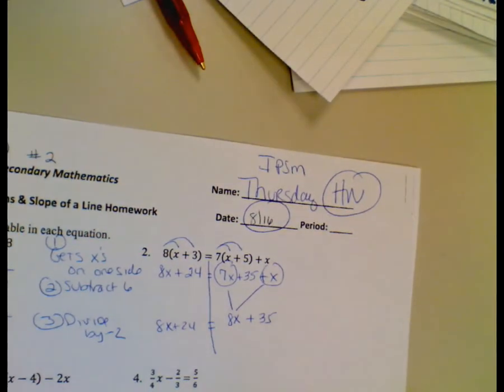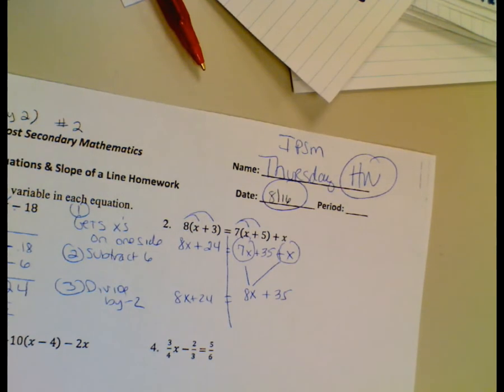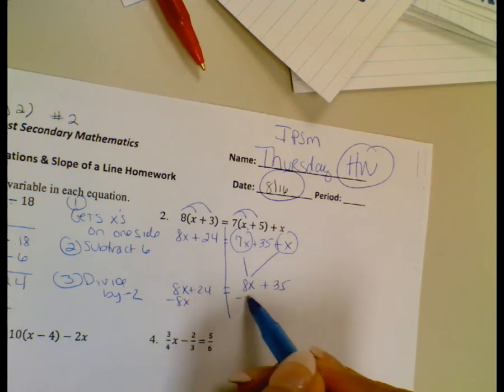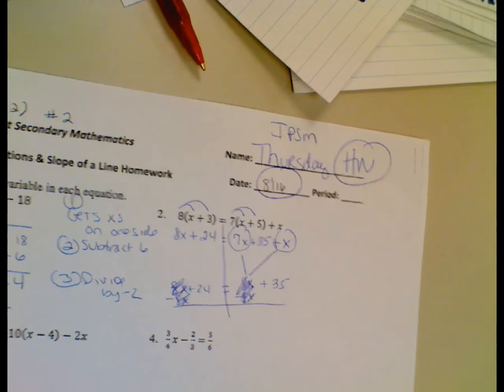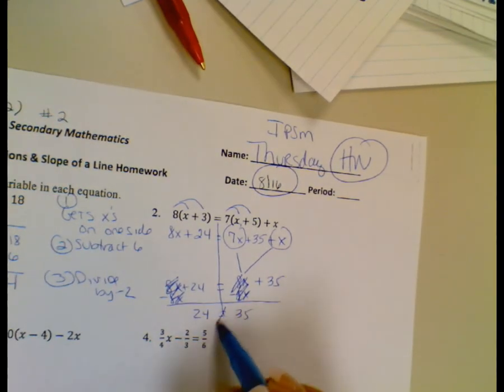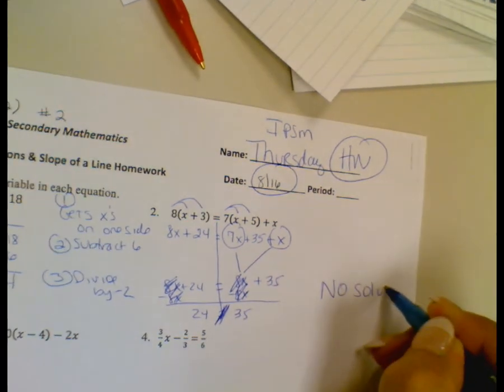Do you guys notice anything weird about this problem? Do you notice that the 8x is the same thing on both sides? That means you're going to have a weird answer. So when you subtract this 8x from this side and from this side, what happens? All the variables are gone. So what's left is this 24 on this side and a 35 on this side. Since they're not the same, your answer is no solution.